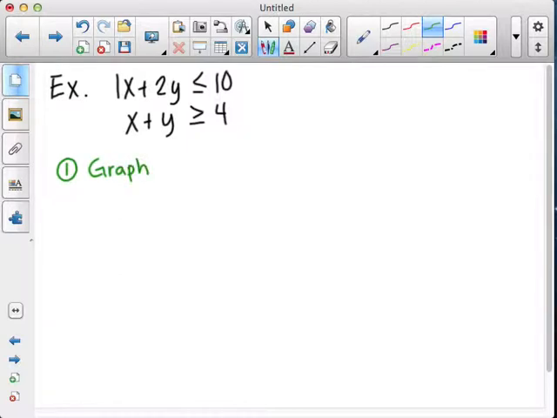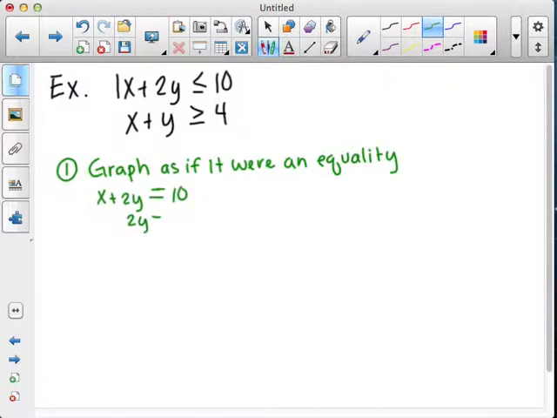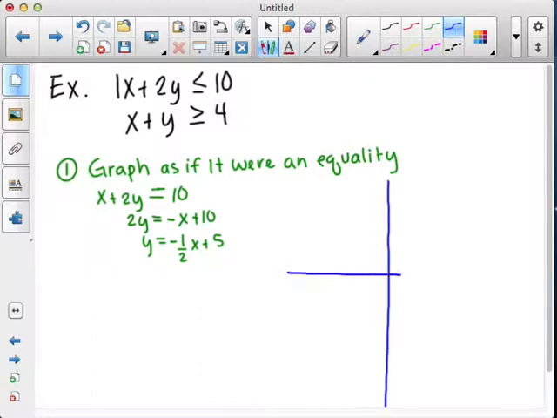So I'm going to do the first one first. So I'm going to say x plus 2y equals 10. Subtract the x, divide by 2, and I get y equals negative 1/2 x plus 5. So I come over here, I'm going to graph that. Start at 5, 1, 2, 3, 4, 5, down 1 over 2.